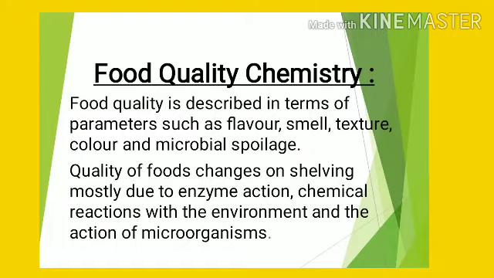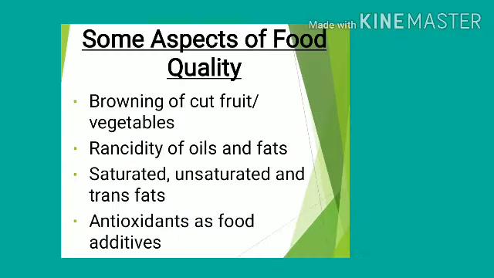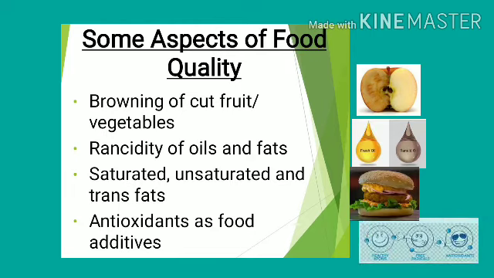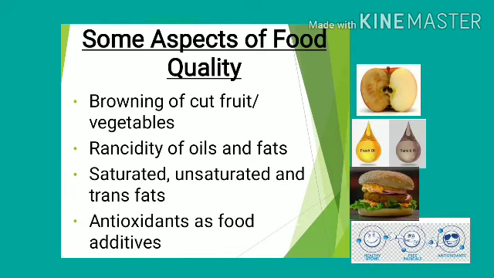Food quality is described in terms of parameters such as flavor, smell, texture, color and microbial spoilage. Quality of food changes due to enzyme action, chemical reactions with the environment and the action of microorganisms. Let us see some aspects of food quality: browning of cut fruit and vegetables, rancidity of oils and fats, saturated, unsaturated and trans fats, antioxidants as food additives.